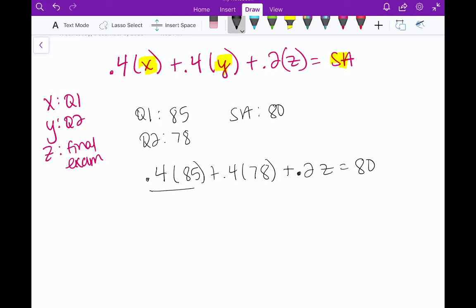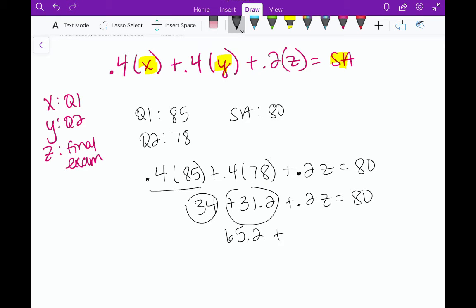So first I need to simplify. 0.4 times 85 is 34. 0.4 times 78 is 31.2. Plus 0.2Z equals 80. And I need to now combine these like terms. So 31.2 plus 34 is 65.2, plus 0.2Z equals 80. I need to solve for Z, so I need to move the 65.2 over by subtracting. So now 0.2Z equals 80 minus 65.2, which is 14.8.